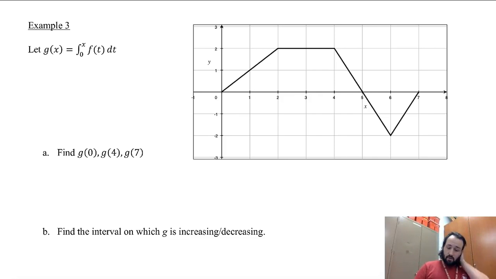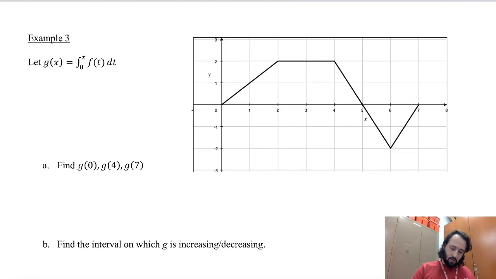Yeah, so let's just get after it. Notice it says let g be the integral of this function. This is f of t here. I should have labeled it for you, but that is f of t right there on that graph. Okay, so find g of 0.